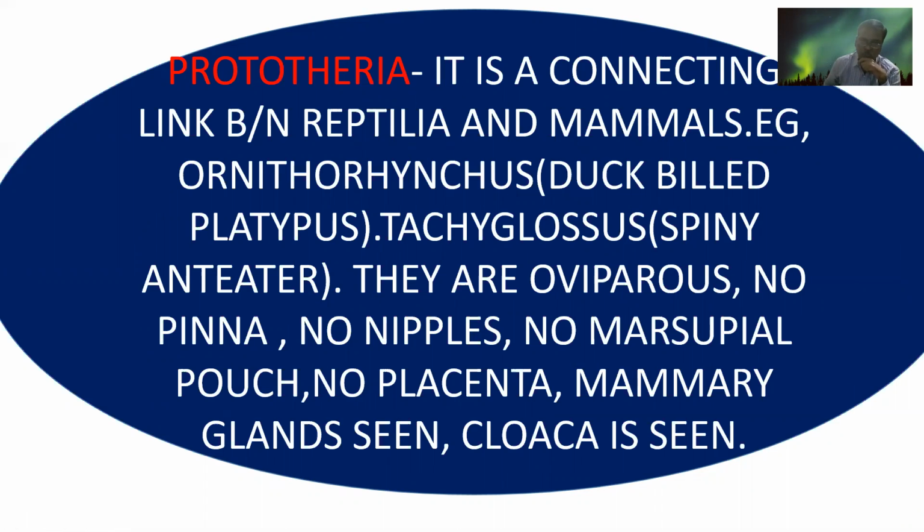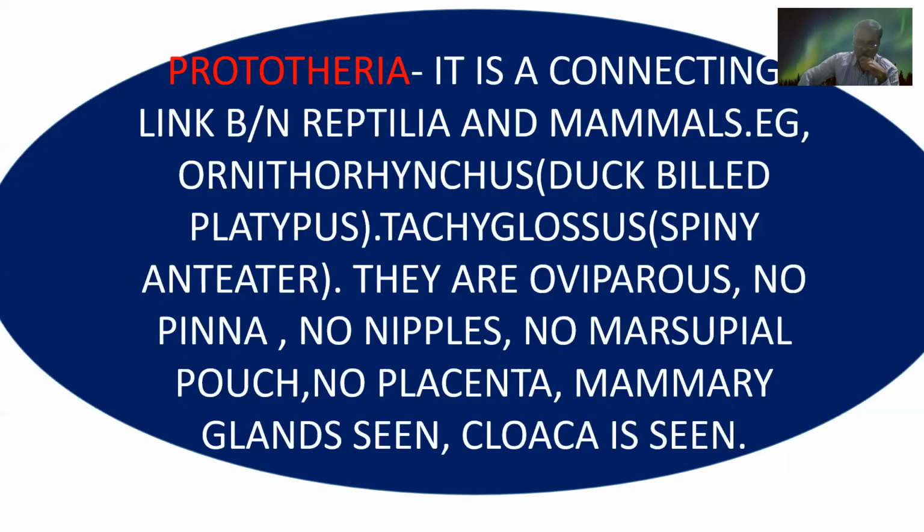Prototheria is the primitive mammalian subclass. Prototheria is a connecting link between reptilia and mammals. The best example, it includes only monotremes. Here, the Ornithorhynchus or duck-billed platypus and Tachyglossus, that is spiny anteater, are oviparous in nature. Generally, they are oviparous, egg-laying mammals. The only mammals that can lay eggs. That's why they are called oviparous in nature.